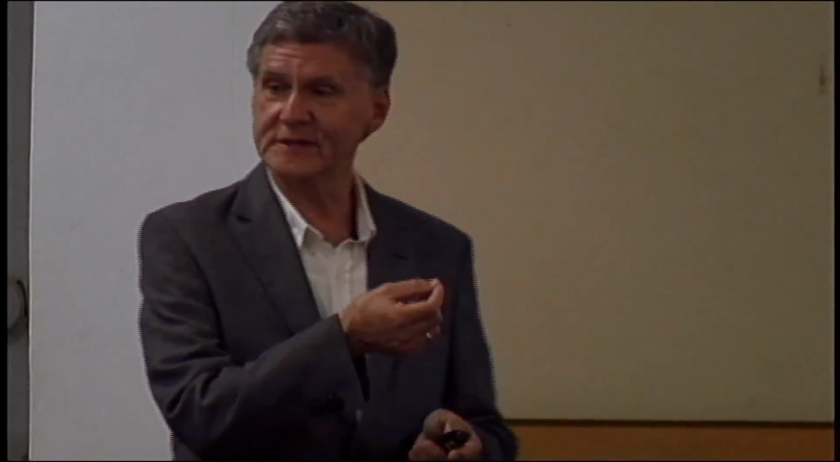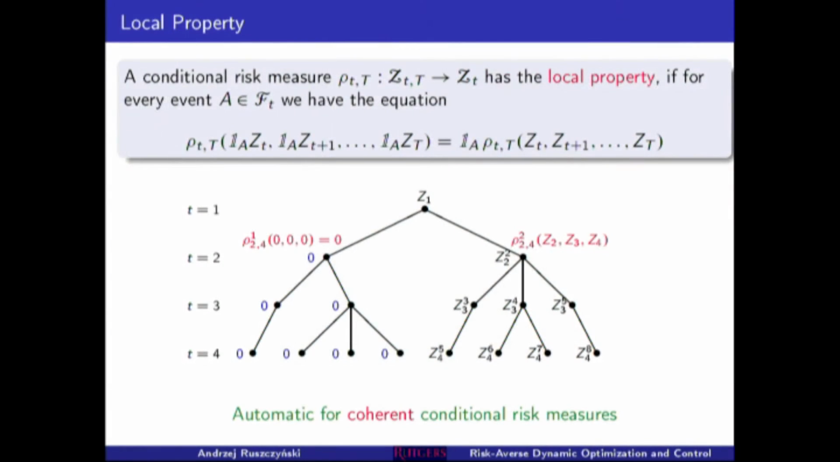This actually does not follow from any of the statements that I did before, except for the coherent case. This is automatic for coherent conditional risk measures. However, if you would want to work with non-coherent risk measures, then you have to specially assume this condition. And this condition is of profound importance, of course, for applications. You wouldn't want to have your risk evaluation here depending on what can happen here, which actually it cannot happen.